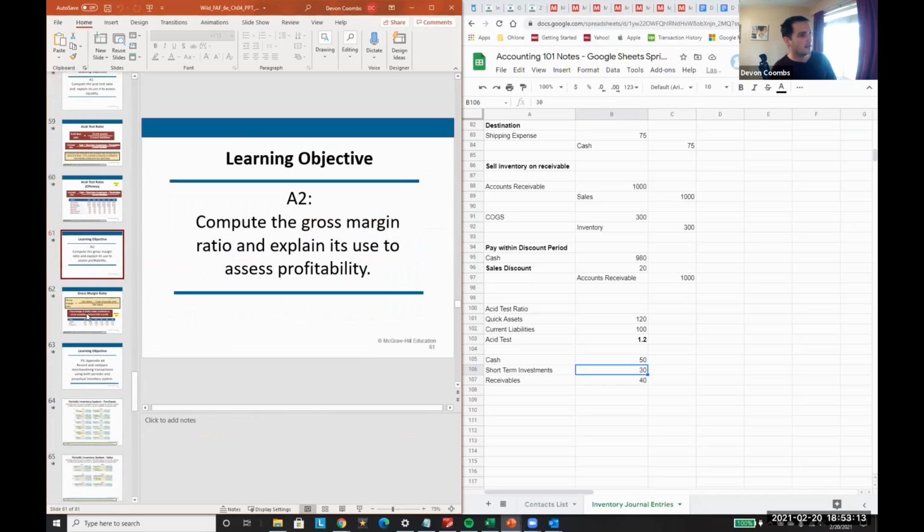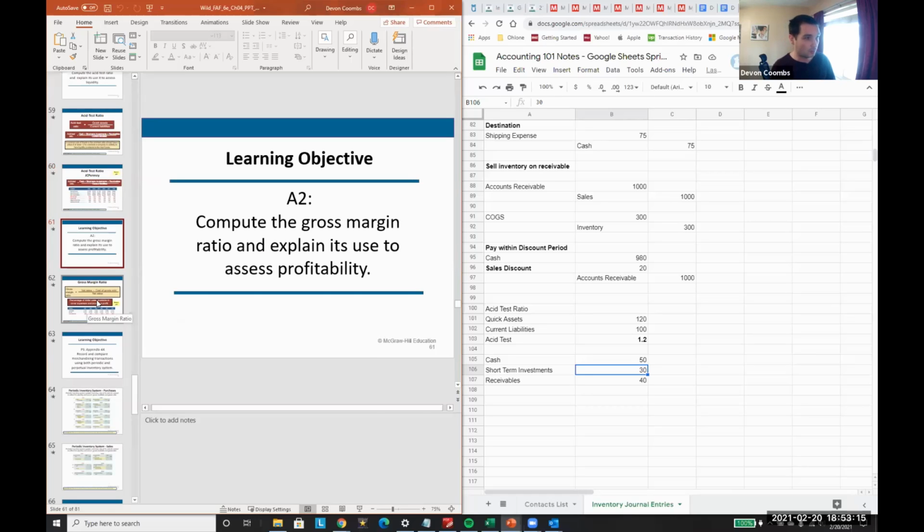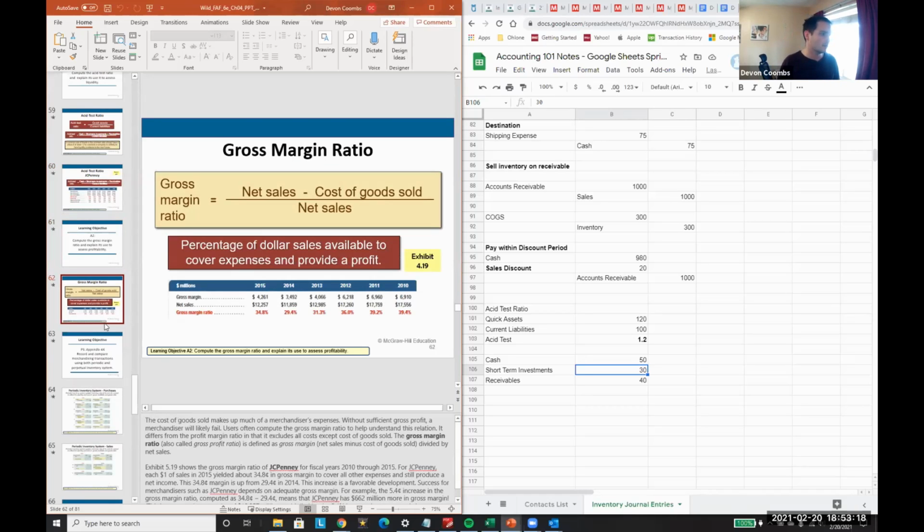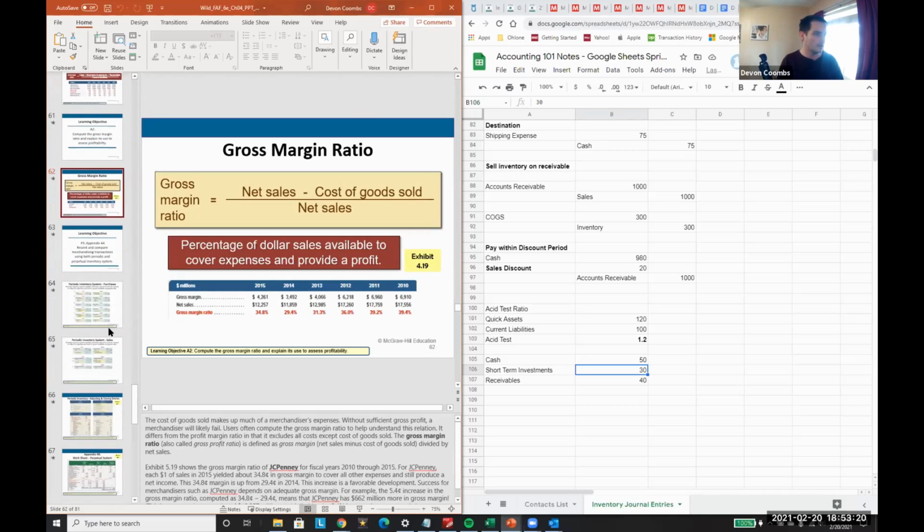Okay. The other piece to do here is the gross margin ratio. So the gross margin ratio is just our net sales minus our cost of goods sold over net sales. Another way to look at that is just our gross profit divided by net sales. So that just tells us how much profit we make for every item we sell.